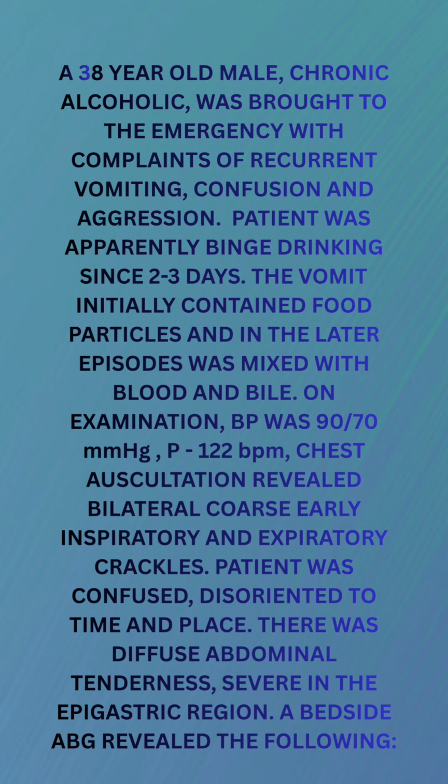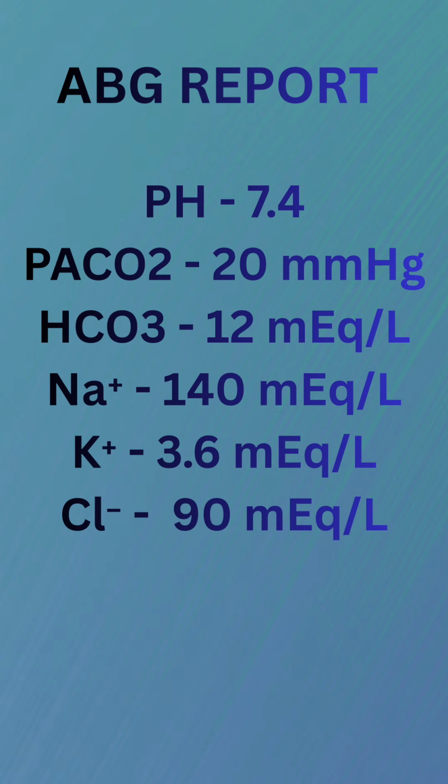A bedside ABG revealed the following findings. So pH is 7.4, PaCO2 is 20, bicarbonate is 12, sodium 140, potassium 3.6, and chloride is 90. Now describe this ABG disorder and also analyze the anion gap in this case.